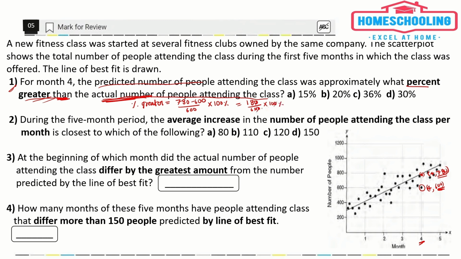So this got cancelled, this and this got cancelled. So 6 goes 3 times, 3 into 10, that is 30%. So option D is your correct answer.